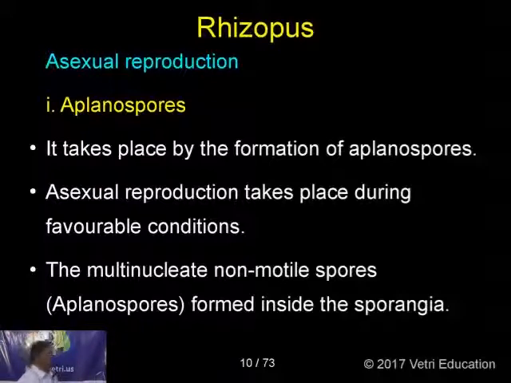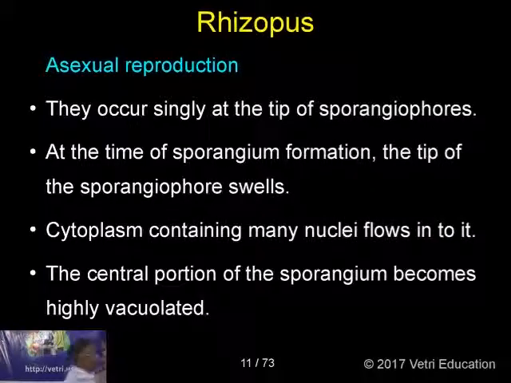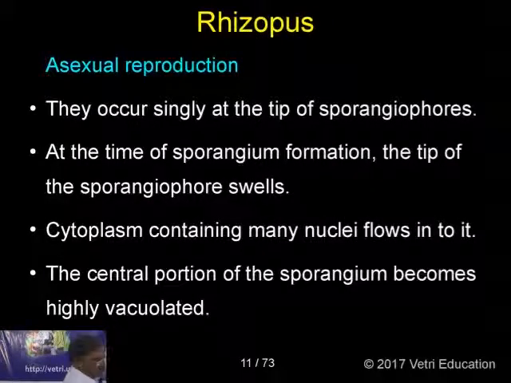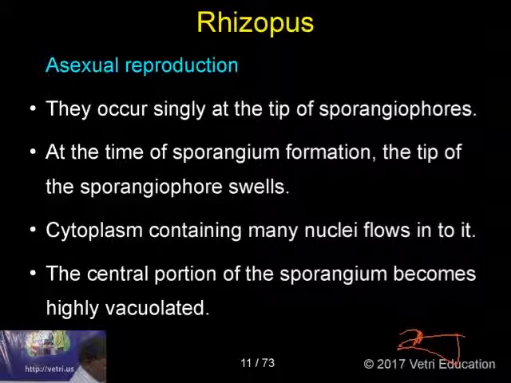So here you can see the aplanospore development. Asexual reproduction takes place during favorable conditions. The multinucleate non-motile spores are called aplanospores. The other day I told the same regarding this. In the substratum I told you the stolons are there, below the substratum you can have the development of rhizoids, and above we have the cluster of these sporangia.